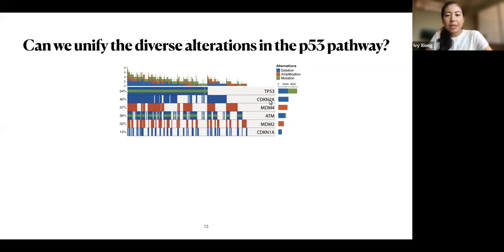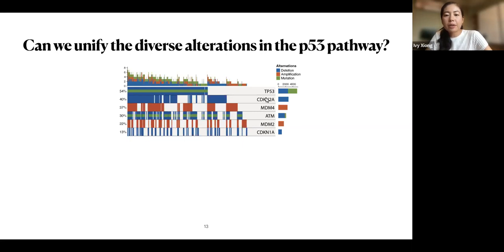So as I mentioned, the PV3 pathway has several actors. Besides PV3, we have P21, MDM4, ATM, MDM2, and the others. In particular, ATM is an upstream regulator of PV3, and MDM4 and MDM2 regulate PV3 by inhibiting its expression. P21 is a target gene of PV3.